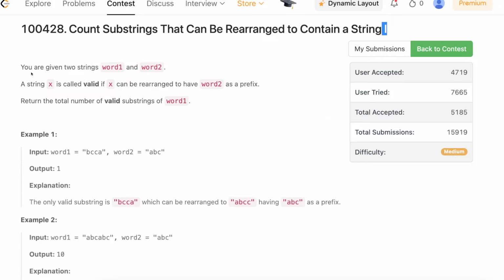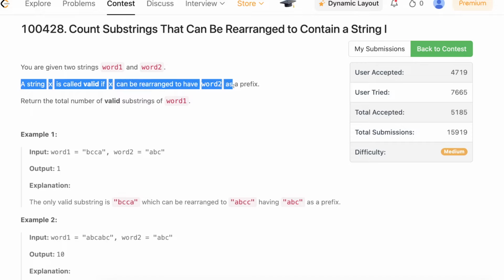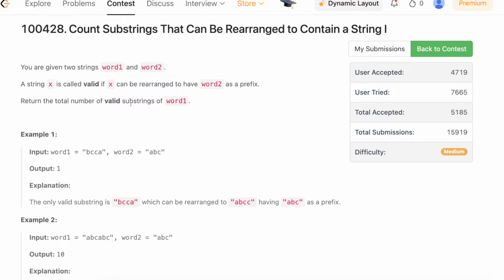So let's get started. The problem states that you're given two strings, word1 and word2. A string x is called valid if x can be rearranged to have word2 as a prefix. Your task is to return the total number of valid substrings of word1.